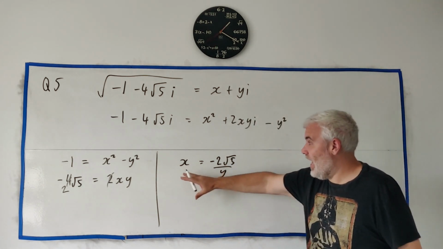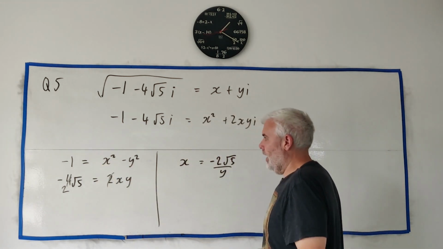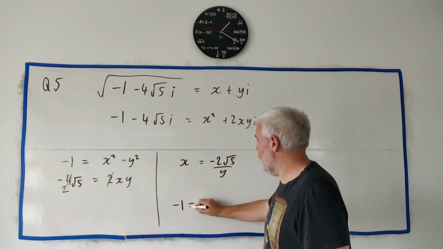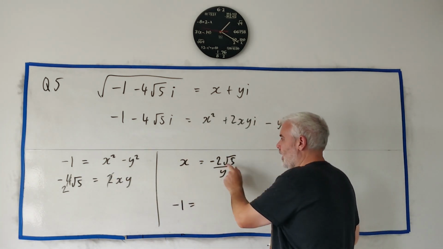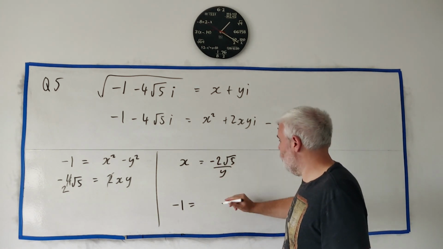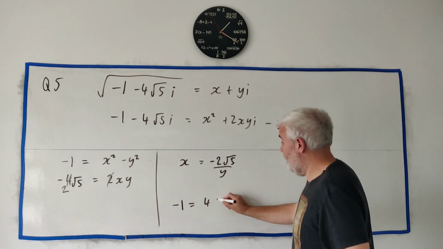I've got x on its own. I'm going to put this x into this equation. Well, let's just do that right now. Minus 1 says minus 1 equals x squared. That becomes this squared. So that's minus by minus, a plus. 2 by 2 is a 4. Square root of 5 by square root of 5 is a 5.